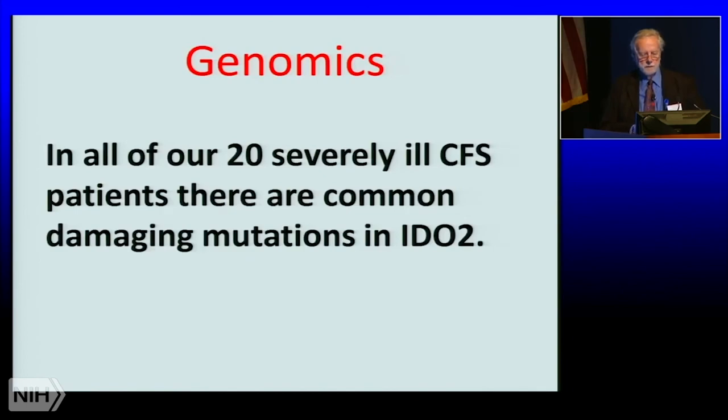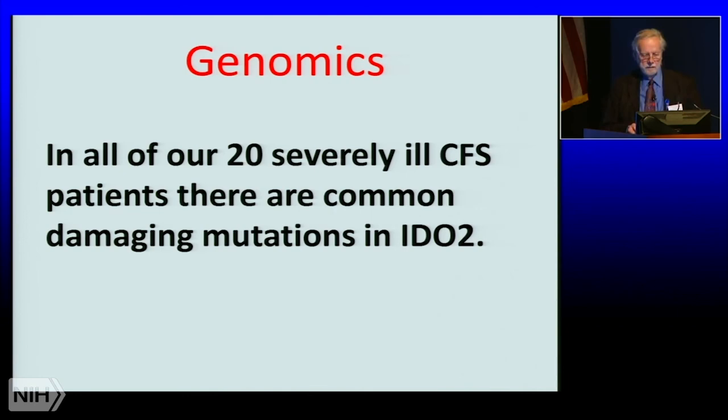Also doing genomics, we carried out a complete genome sequence. This was done by Illumina for free to give us support for our project. They went to 120 to 130 full coverage of the genome, which gives us a very, very high quality sequence, plus it's an experienced facility. One of the things we discovered, and we're still going through all that data, it's an awful lot of data, we discovered that all 20 of the patients had a damaging mutation in a gene called IDO2.